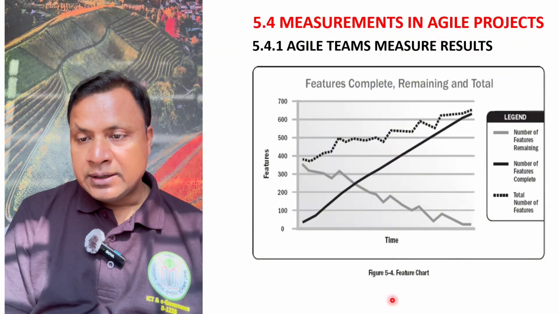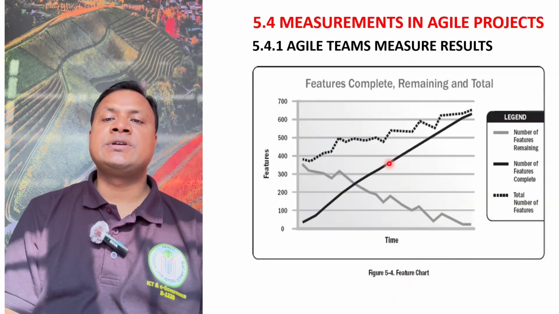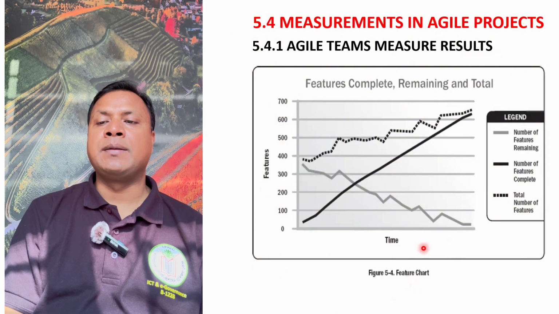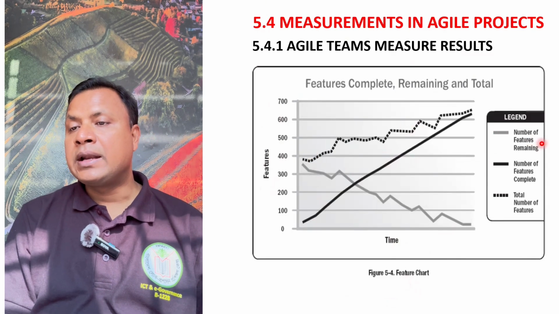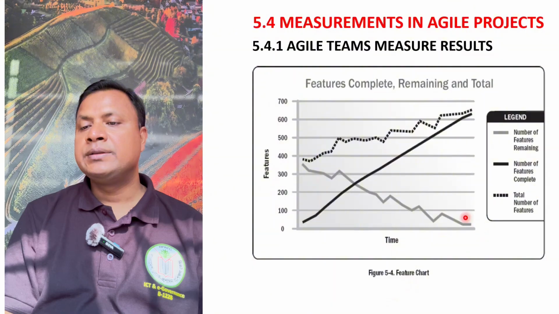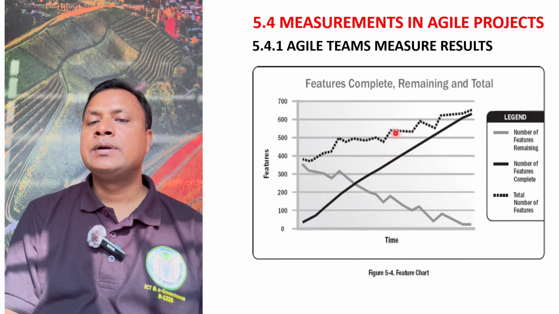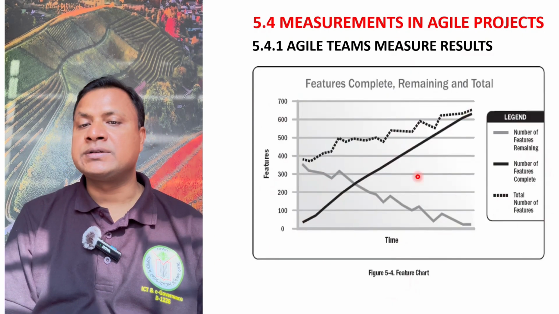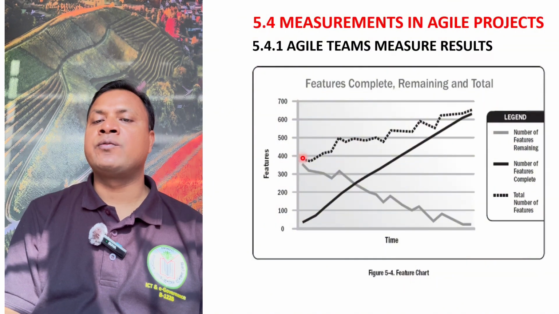Another chart we are showing here is called the feature chart. It shows how many features you have completed. On the vertical axis you have features, and on the horizontal axis you have time. As time goes on, the features are completed. This part is the number of features remaining, this part is the number of features completed, and this one is the total number of features. Ultimately this is what we should be completing. Our focus, our dream, is the number of features to complete.